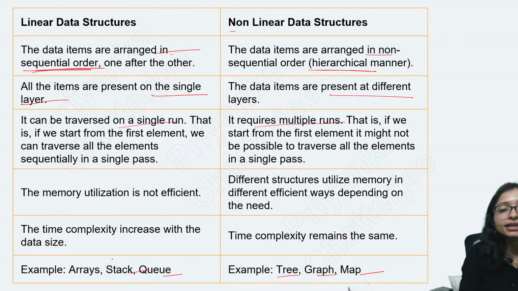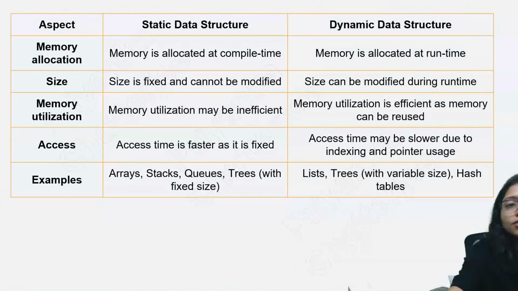Time complexity increases when data size increases here, but time complexity remains the same here because you are working level by level. Different structures utilize memory in different ways. So all these points are most important for linear and non-linear. Now you can see another pair, static data structure and dynamic data structure. What is this?